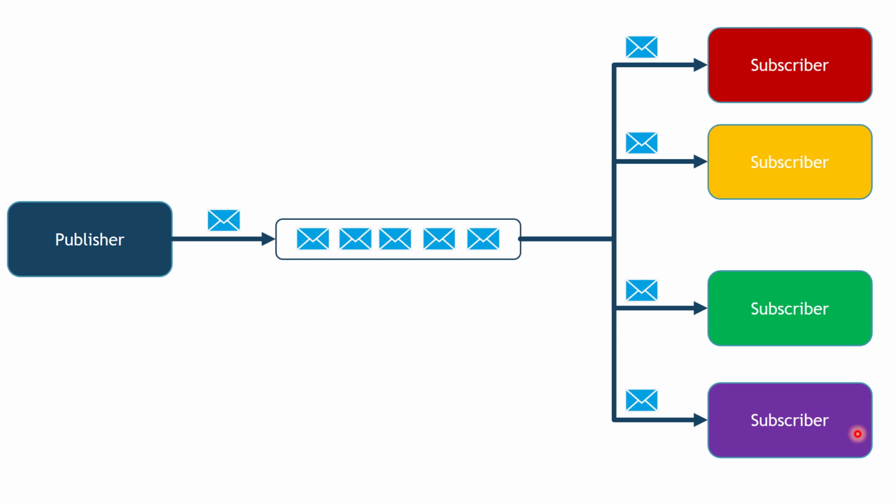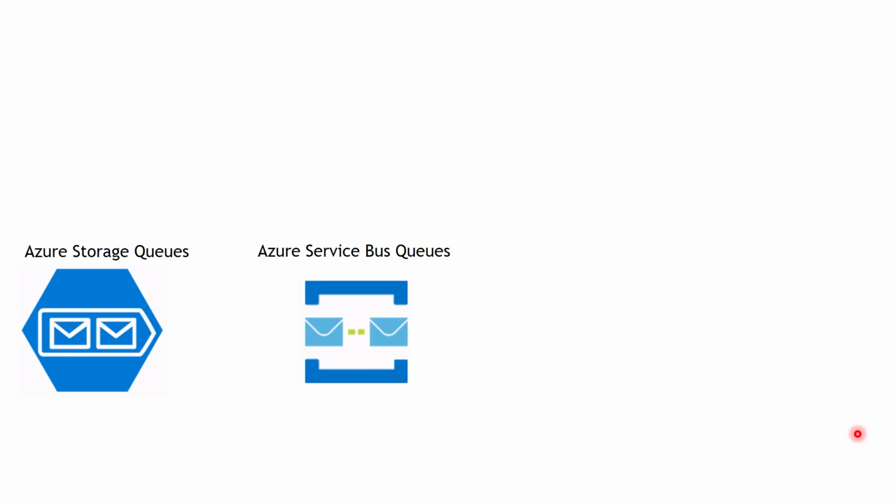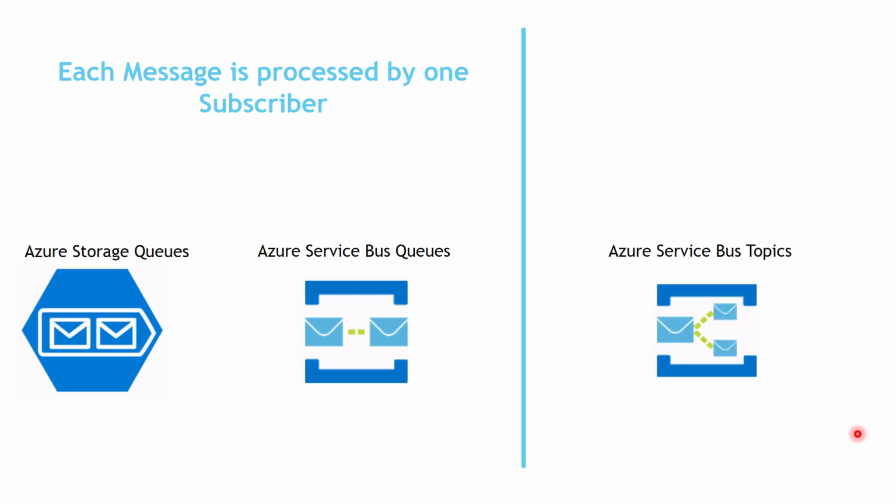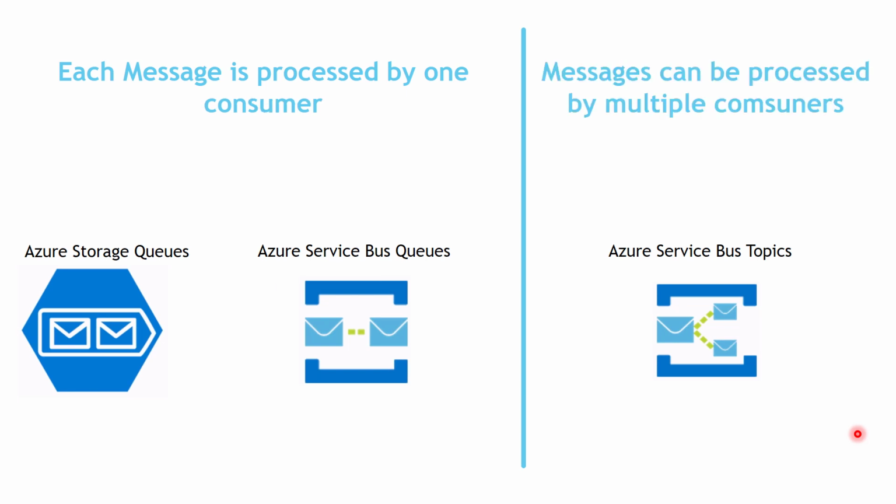So how are we going to be able to send one message to multiple subscribers, although it's not allowed by message queue technology? To answer this question properly, let's go ahead and have a quick review of the different messaging services in the Azure platform. We have Azure Storage Queues and Azure Service Bus Queues. Both of these services support each message being processed by one consumer or one subscriber. However, there is another Azure service called Azure Service Bus Topics. This one has the ability to process messages by multiple consumers. And this is the one that we are going to use in our solution.